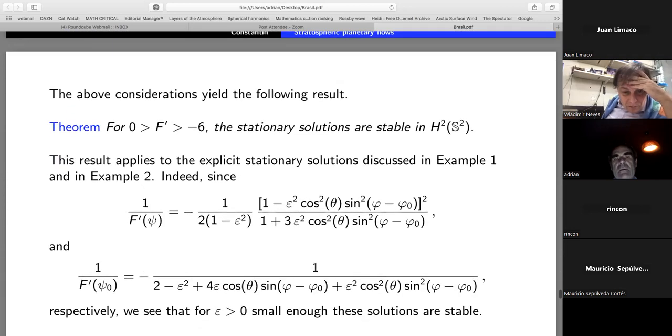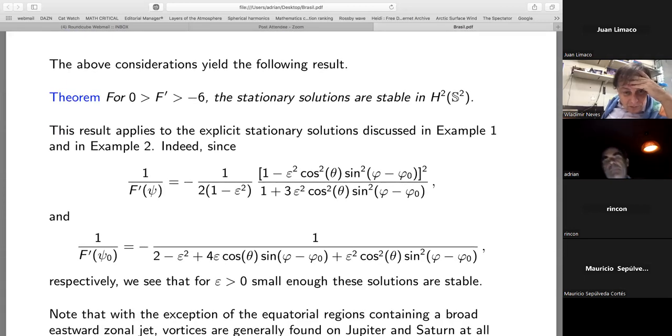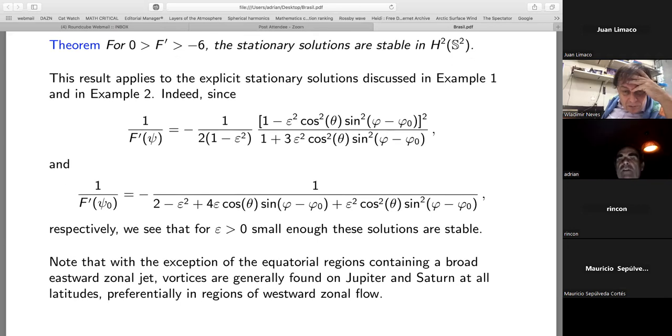So now, this is another play with this method of Arnold. If f prime is between 0 and -6, then the stationary solutions are stable. So I showed you one stationary solution, these circular paths, and with this improvement of Arnold, one can show that it is also stable.